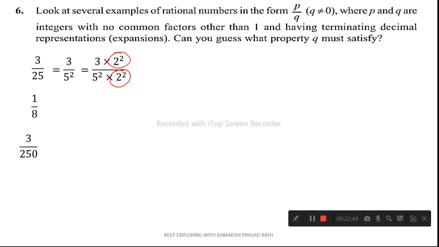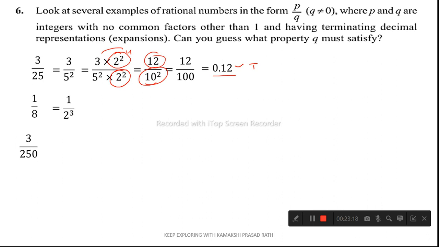That gives equivalent rationals. Now we get the numerator as 12, since 2 squared is 4, and 3 fours are 12. And 5 squared into 2 squared becomes 10 squared, so the denominator is 100. So 12 by 100 is written as 0.12. Now this is a terminating decimal expansion. Whenever we get a decimal fraction, it is easily converted to a decimal number whose expansion is terminating.